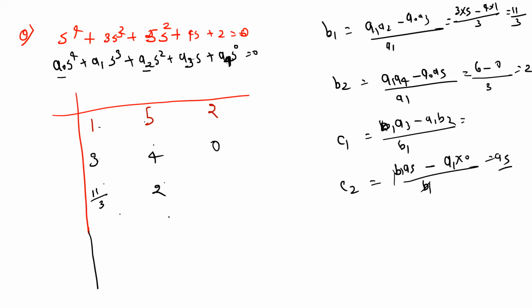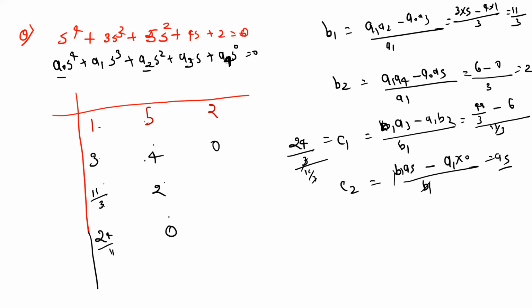I hope this thing is clear. Now, next we have to calculate c1. C1 is b1 a3 minus a1 b2, so that is 44 by 3 minus a1 b2, that is 6, divided by b1. B1 is 11 by 3. So how much will you get? 18. 44 minus 18 is 26, so 24 divided by 3, and divided by 11 by 3. So this will get cancelled out, and it will be equal to 24 divided by 11. And again, what is a5? A5 is nothing, so 0.